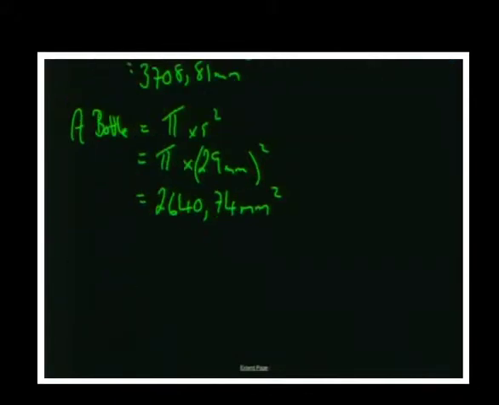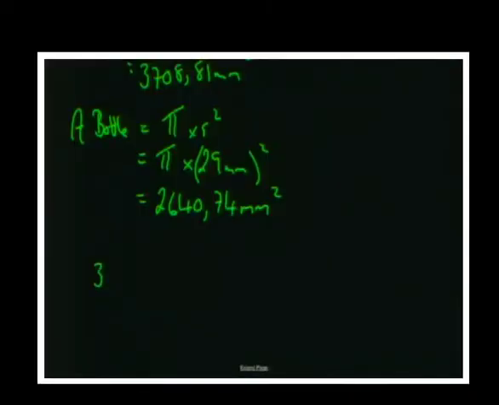Now, folks, we haven't finished, eh? Because what we now have to do is find the difference between those areas. So let's take the area of the box, and if you look here, the area of our box was 3,708.81 millimeters squared, minus the area of the bottle, which is 2,640.74 millimeters squared. And we're going to subtract those two.